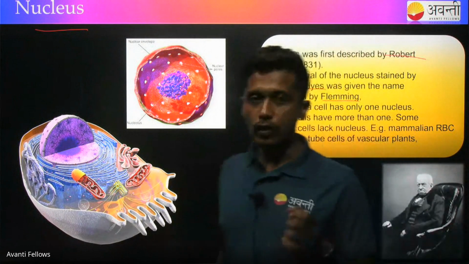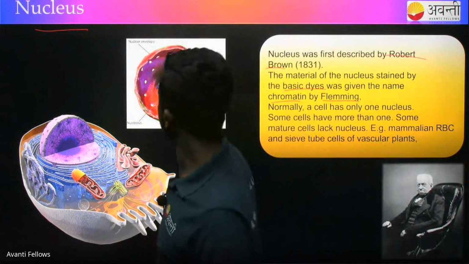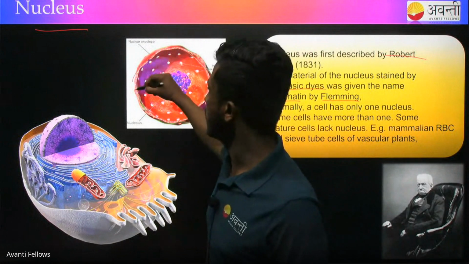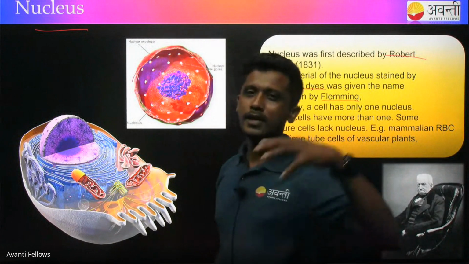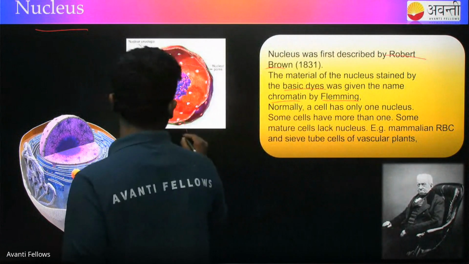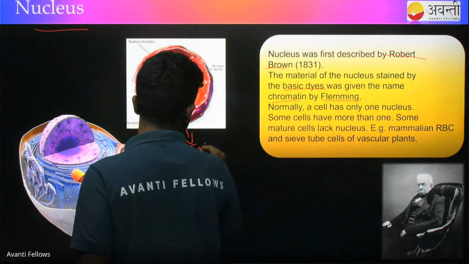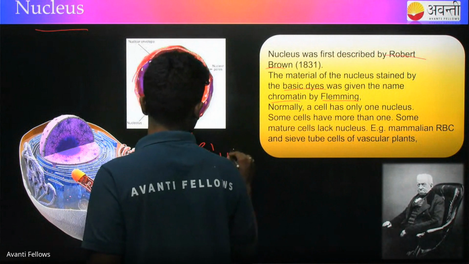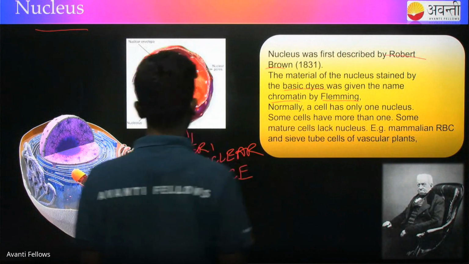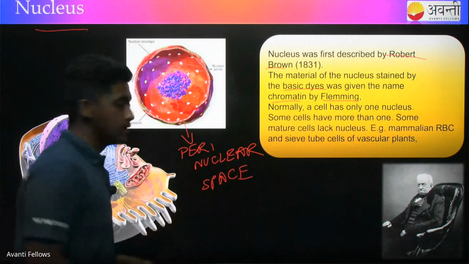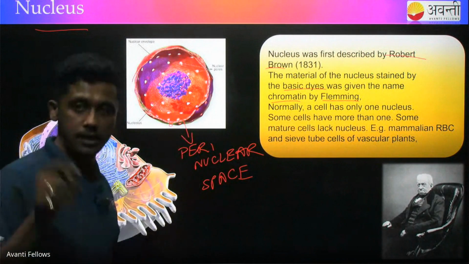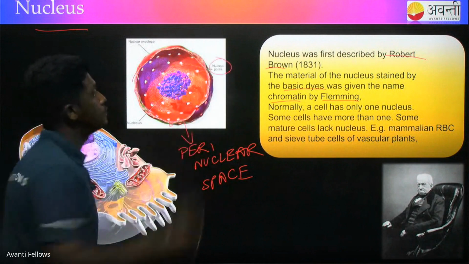Coming to the nucleus, as I told you, it is made up of two membranes, which we call the nuclear membrane. There is an outer membrane and an inner membrane, separated by a space called the perinuclear space. At some points this membrane is punctured, and it creates pores or openings. These pores are called nuclear pores, which are very important.